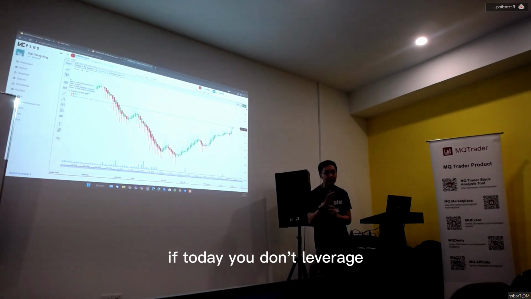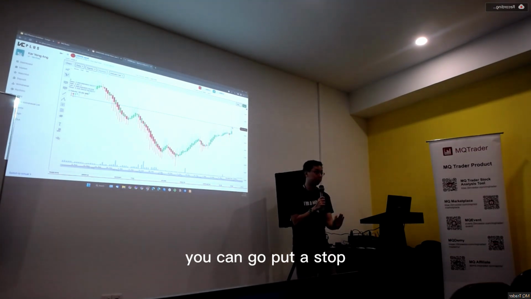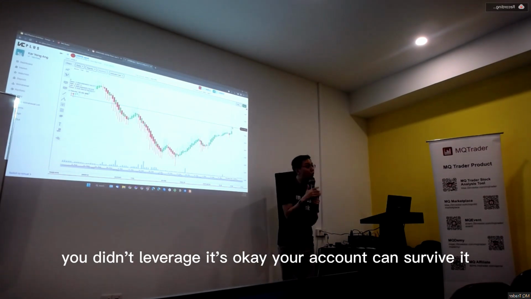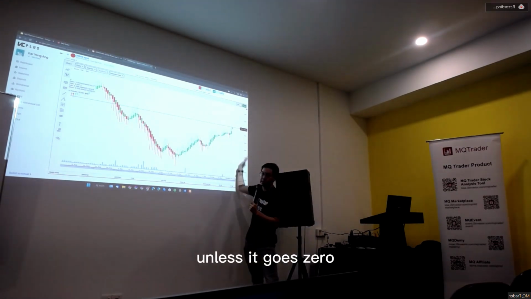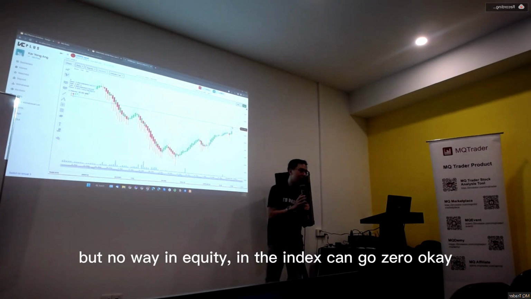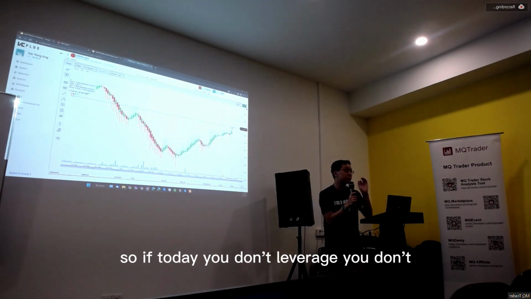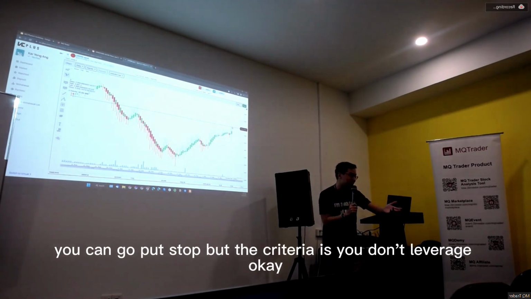If today you don't leverage and you're very comfortable to look at a long-term perspective, you can not put a stop. Why? Because if it comes down and you didn't leverage, it's okay, your account can survive it. Unless it goes to zero, but no way an equities index can go to zero. So if you don't leverage and you don't like to take losses, you can not put a stop. But the criteria is you don't leverage.